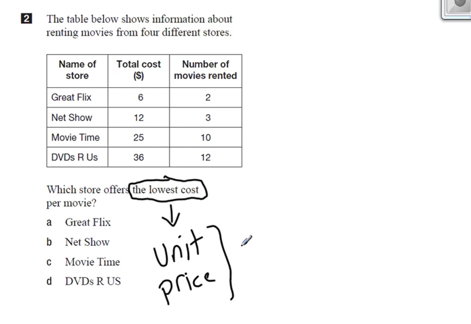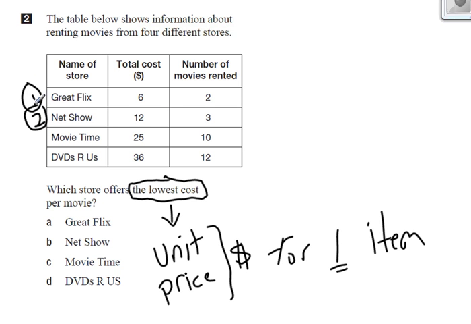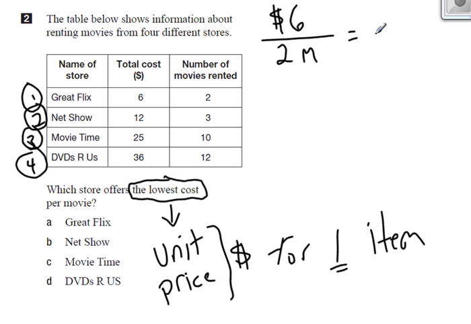So unit price means the cost for one item. And if we can find the cost for one item, then obviously we know which one is the lowest cost. So for each of these different stores, we're going to find the unit price. And here's how you do it. For store number 1, for any store, always put dollar on top. $6 for 2 movies. And I want to know what that is for one movie. So the way we do it is we just do division. 6 divided by 2, that means it was $3 per movie.